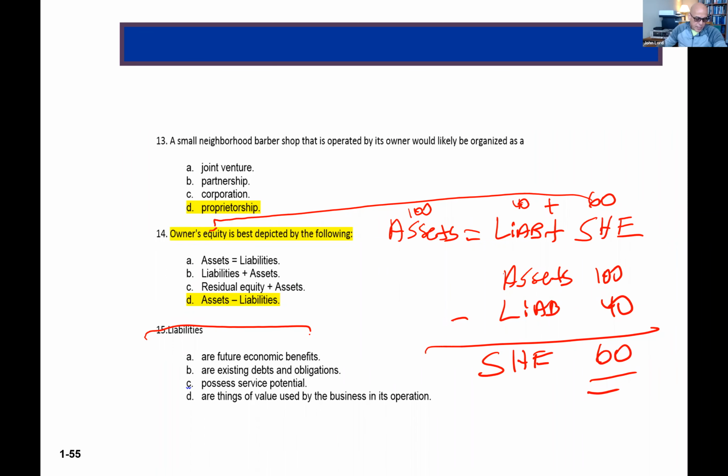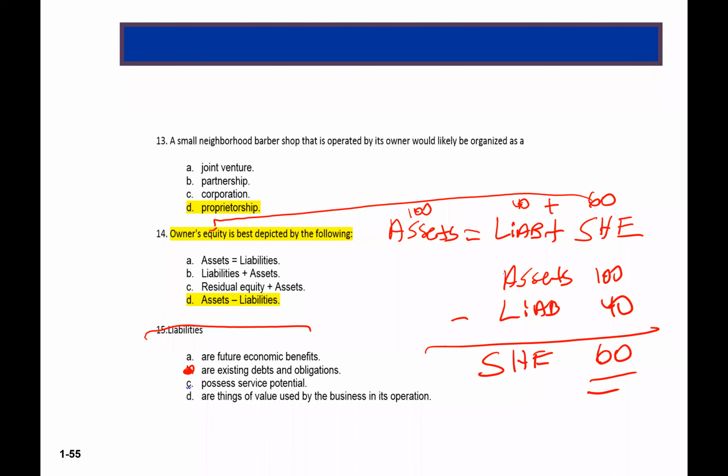Okay, good. Liabilities are what? Ooh, tough one. No answer shown here. Let's see if we can do this. Okay, I forgot to highlight this one. Liabilities are future economic benefit. Is a liability future economic benefit? No, that's an asset. Number B, existing debts and obligations.